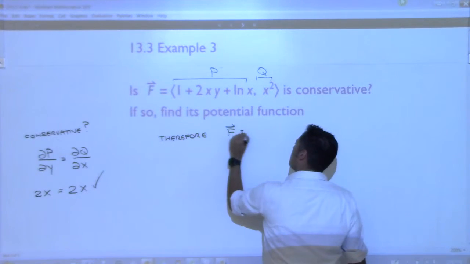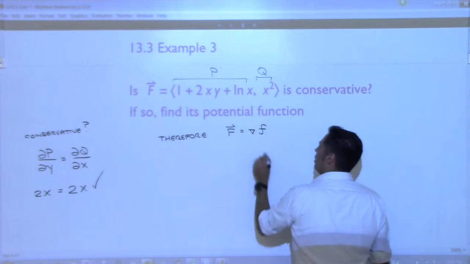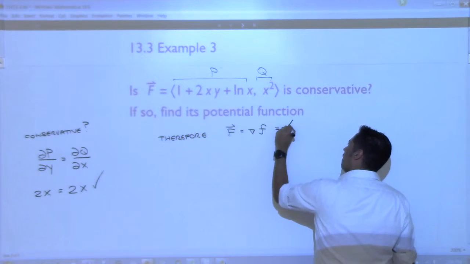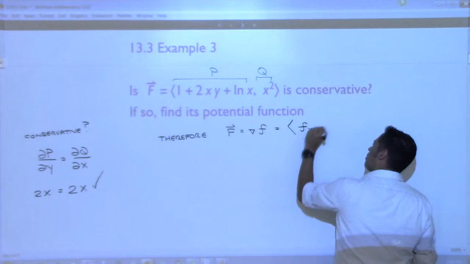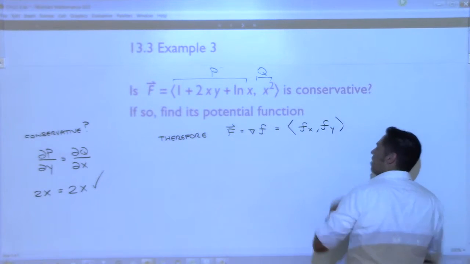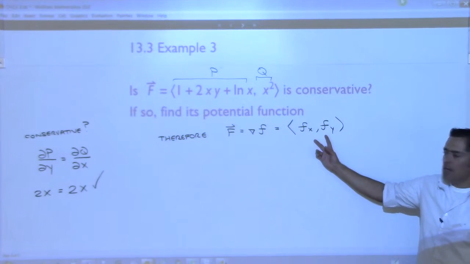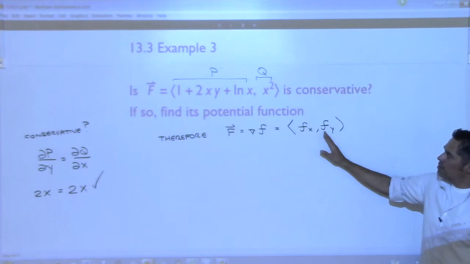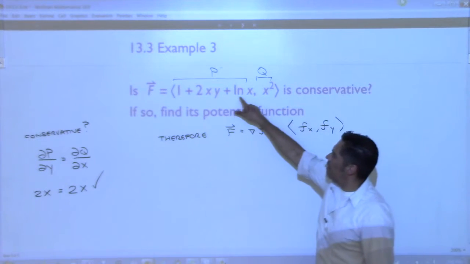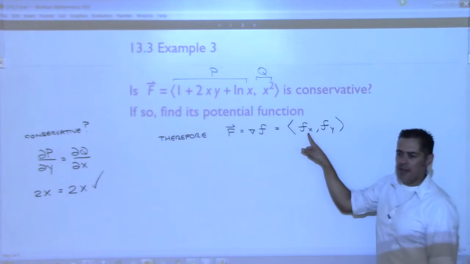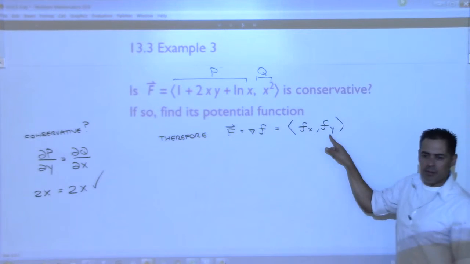Therefore, f is equal to the gradient of some scalar function, which is the partial of little f with respect to x, partial of f with respect to y. That's what it meant to be the gradient vector field. You took the partial. So that means that this P right here is this, and the Q is this.